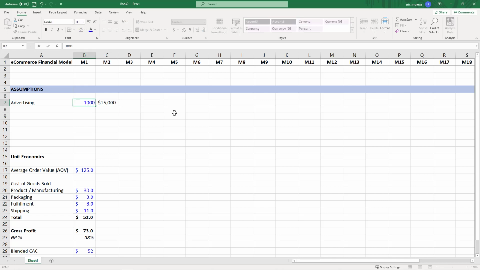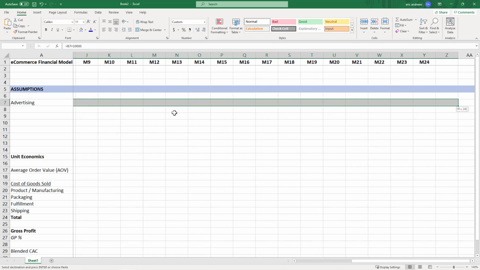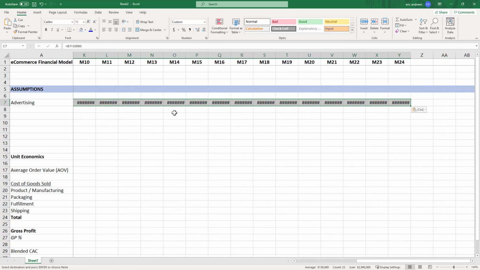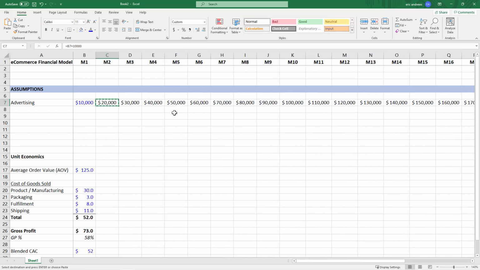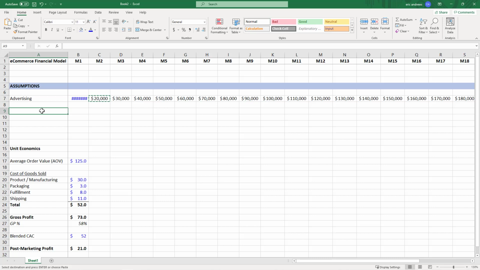And actually, let's say we start with $10,000. And so we'll see over the lifetime of this model, it'll go up $10,000 a month. And finally, it will get to $250,000 because I want to look at a fast ramp. So from here, how do you think we calculate this?